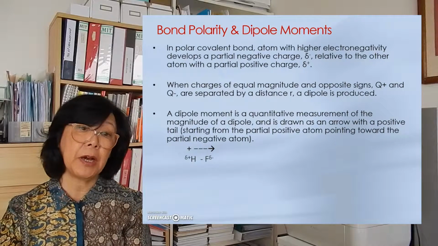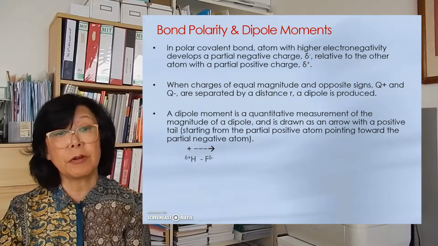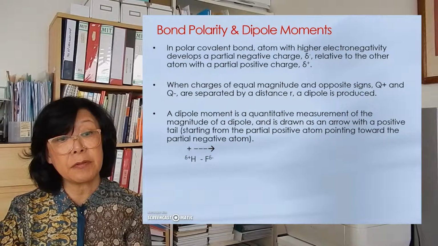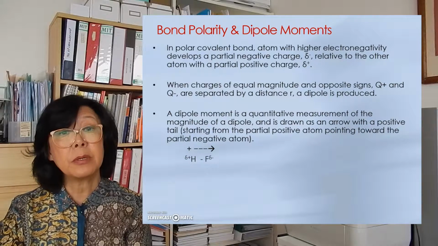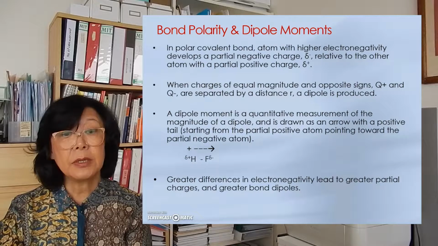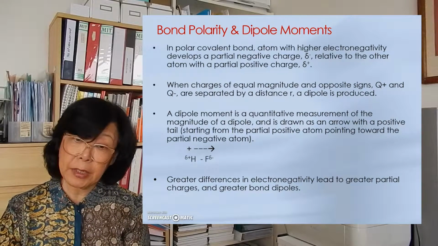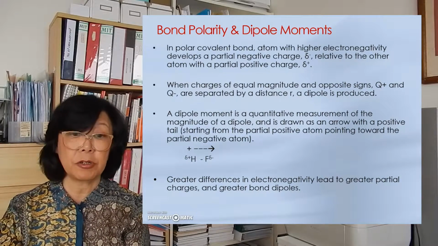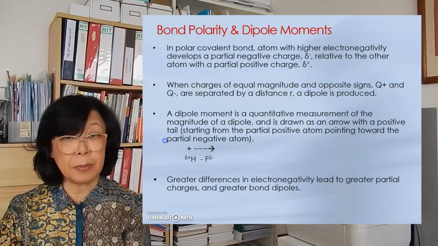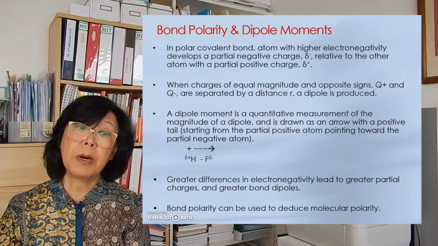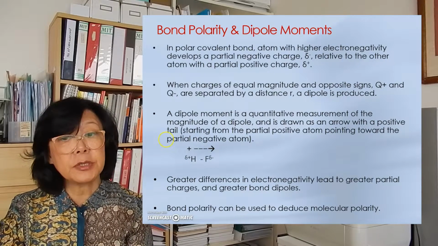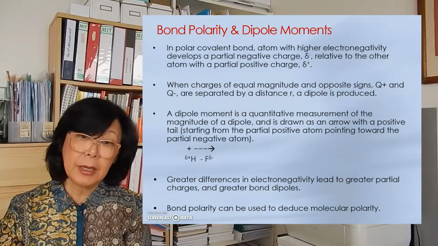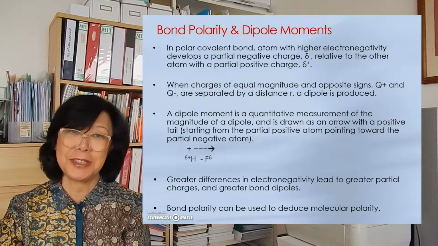So for example, if you have the hydrogen fluoride molecule, the H being relatively positive, we draw the dipole arrow starting from that point pointing toward the fluorine atom, which is partially negative. Greater differences in the electronegativity will lead to greater partial charges and a greater bond dipole. Now, why do we care about bond dipole? Because we can actually use the bond polarity to deduce whether the molecule is polar or not, and then we can find the right kind of solvent to dissolve that molecule.